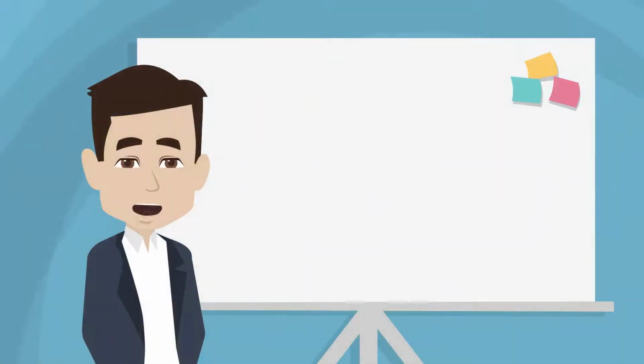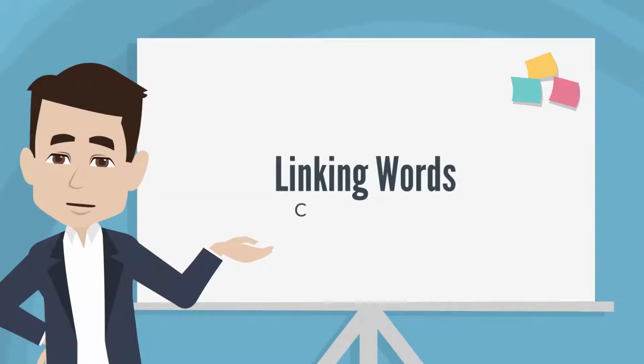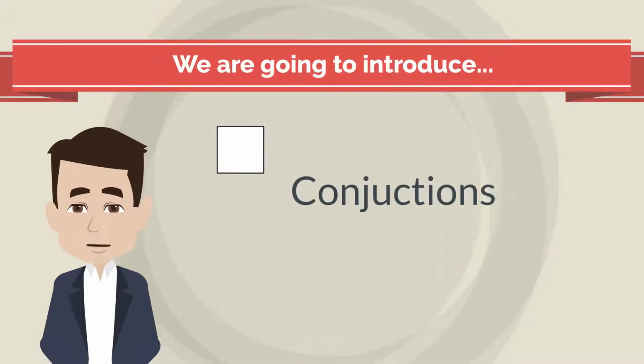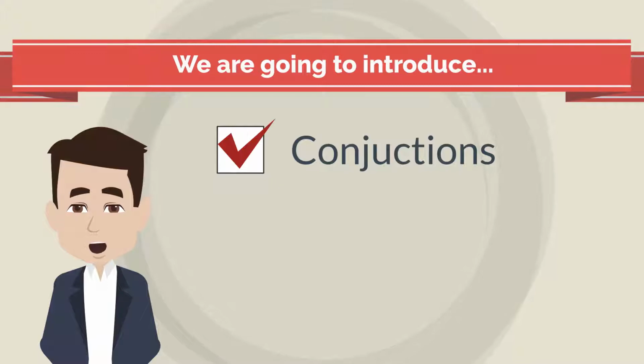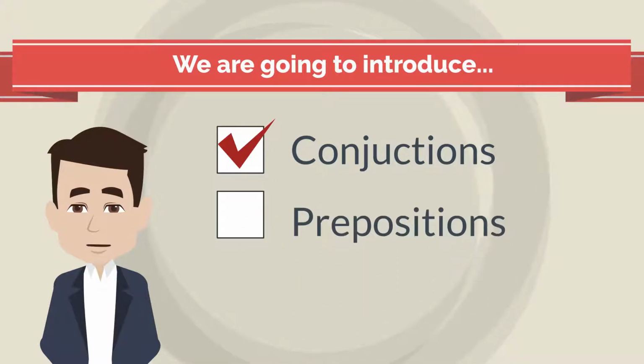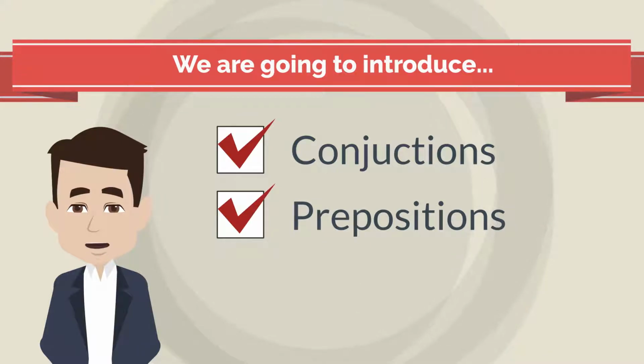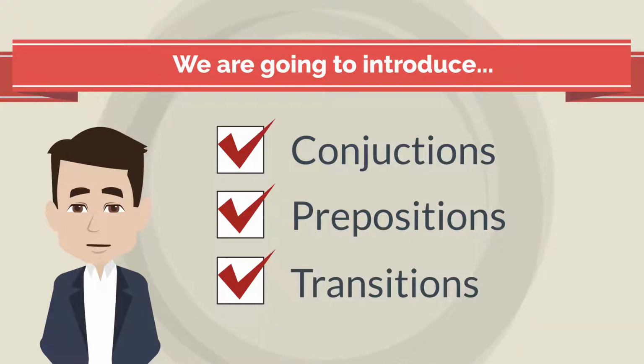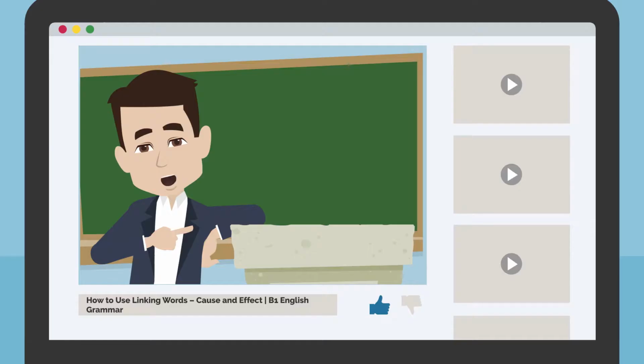Today, we are going to learn about the linking words of cause and effect. First, we will look at how to use conjunctions as well as several examples. Next, we will look at how to use prepositions as well as several examples. Lastly, we will look at how to use transitions as well as several examples. If you would like to skip ahead to any part in today's lesson, we have added video chapters below that you can select.